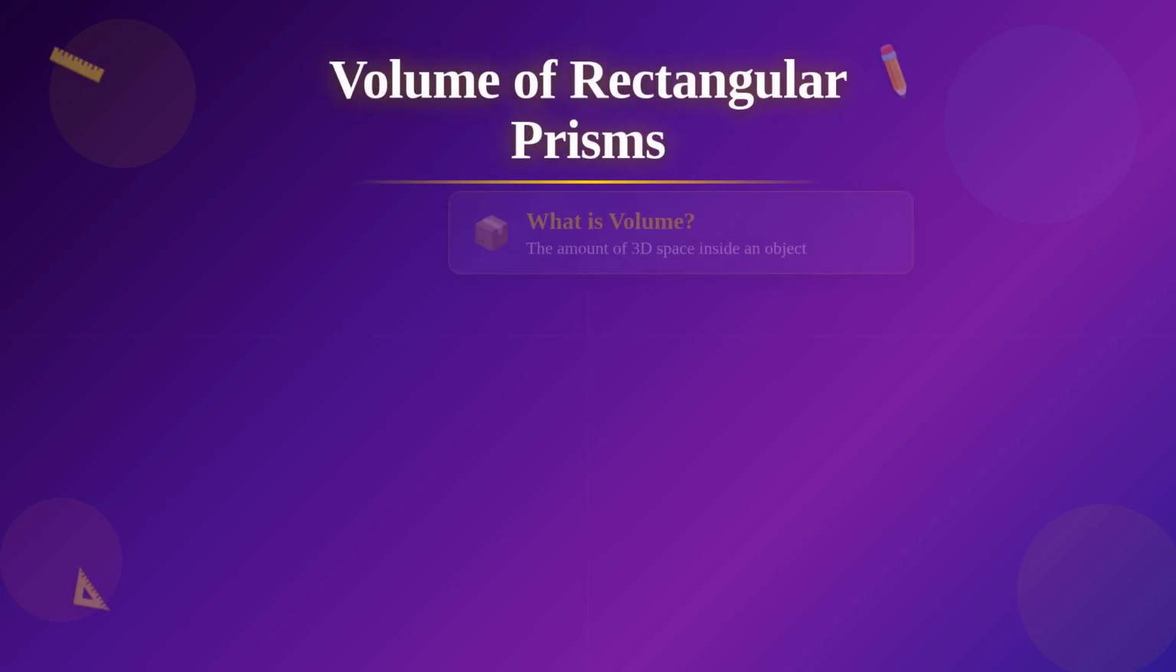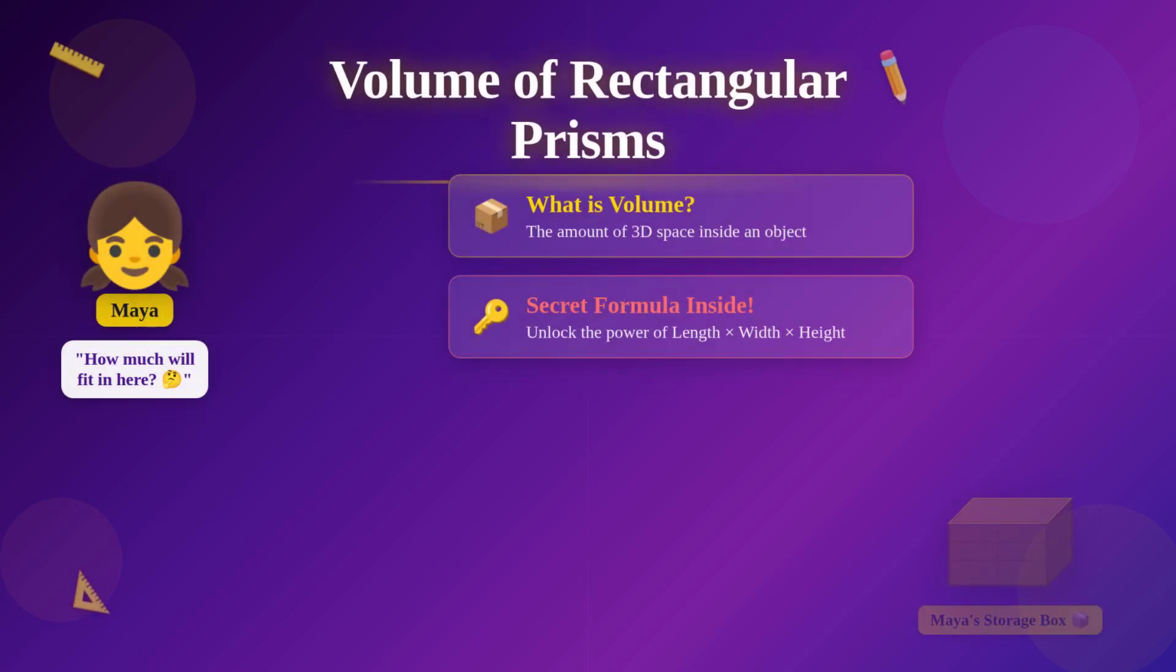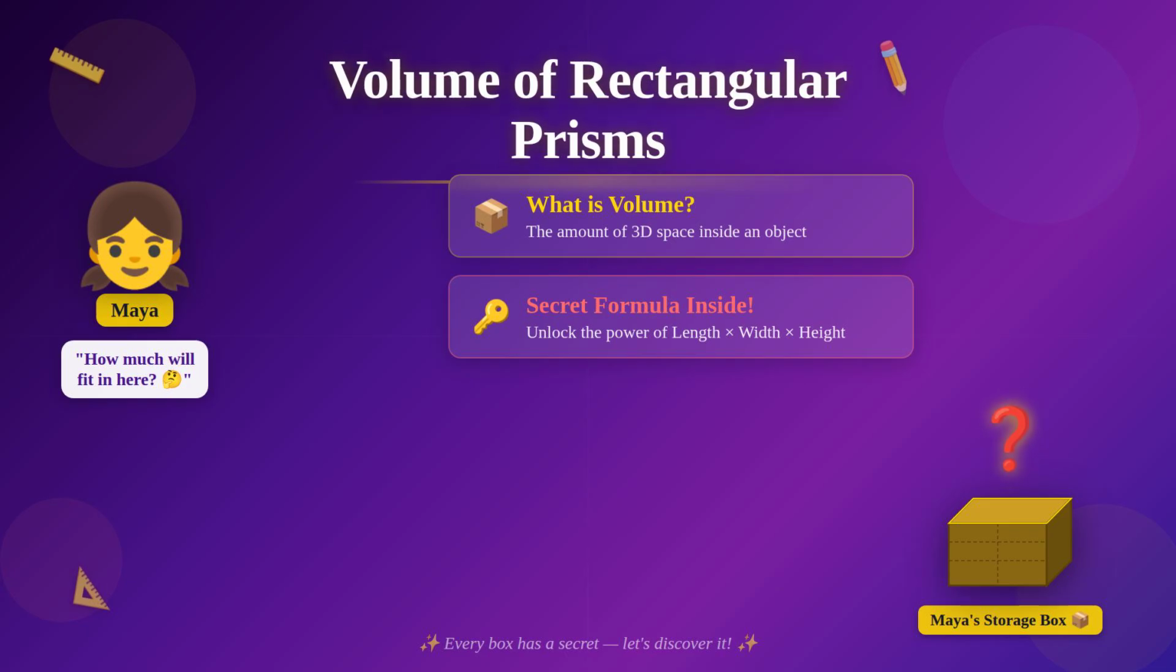Meet Maya. She's trying to figure out how much space is inside the wooden storage box she just built for her school project. She keeps asking, how do I know how much stuff will fit? That question has a math answer, and it's called volume. Today, we're going to unlock the secret formula for finding the volume of rectangular prisms. And trust me, once you see it, you'll want to measure every box in your house.